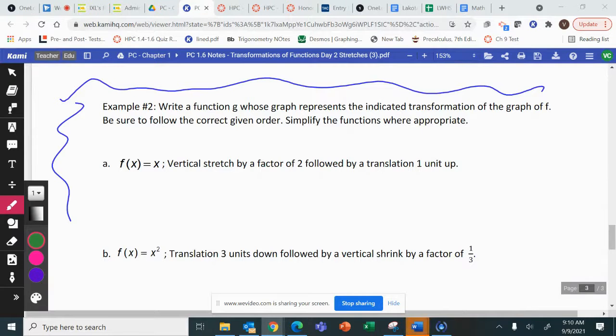So last part of 1.6 is, did they take it? Oh. Well, last part of 1.6 is writing an equation with information about transformations.